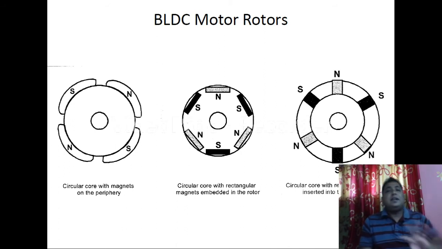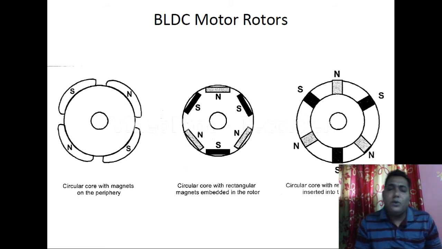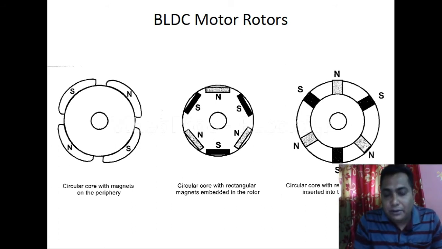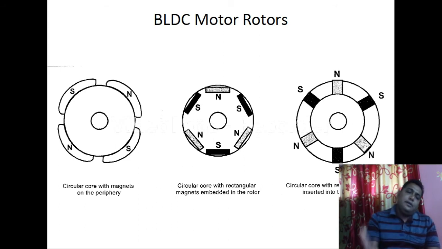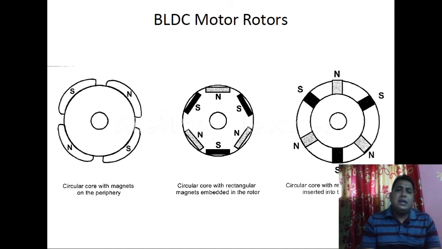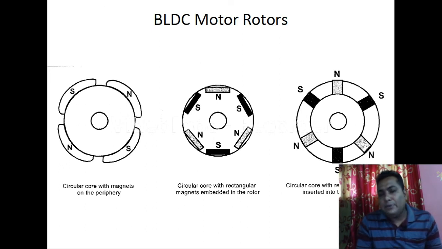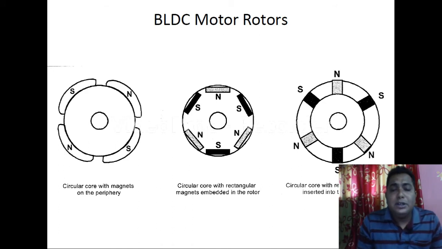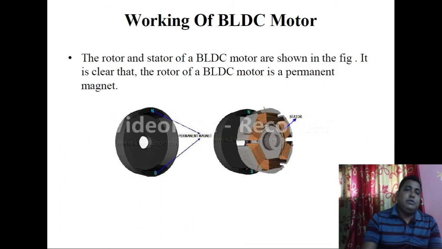In the left hand side picture, as you can see, the poles are at the outer periphery. But it is possible in this type of rotor that the permanent magnets are on the inside periphery of the rotor. As we can see in the middle and right hand side diagrams, in both cases the permanent magnet poles are at the inside periphery. At the extreme right side, the name of that type of rotor is a circular core with rectangular magnets inserted into the rotor core. So these are the different types of rotor we have in brushless DC motors.